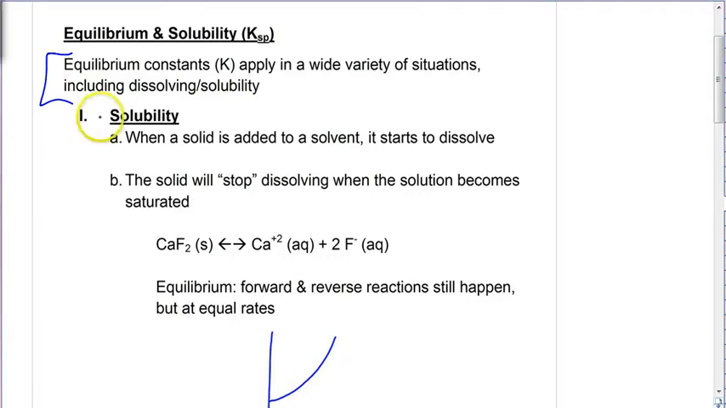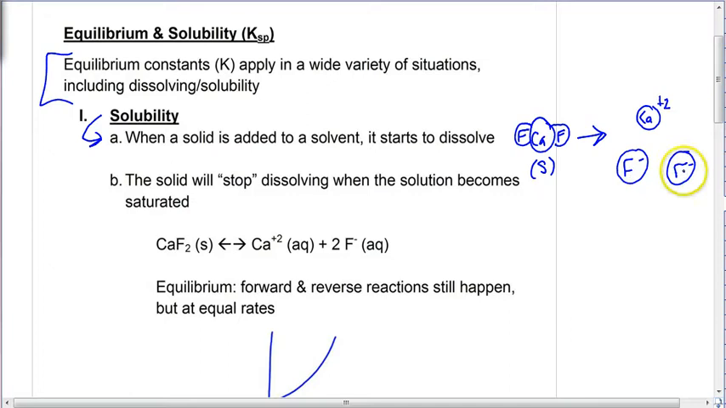So just to remind you of what we learned at the beginning of the semester, solubility basically means that when a solid is added to a solvent, it starts to dissolve. For example, if we had calcium fluoride, CaF2, it might look something like this. If it was a solid, it would be together in a compound, a formula unit. And when it dissolves, it would break up into calcium ions and two fluorine ions, each with a negative charge. So that's what dissolving means. Now, there is a point at which no more can dissolve, and that is the saturation point, and we're going to be dealing with that today.